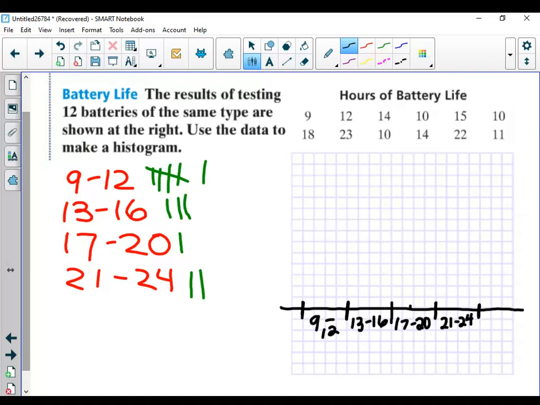So then, since my 9 through 12 interval has 6 tallies, I would make that 6 boxes high. And then my 13 through 16 is 3 high.